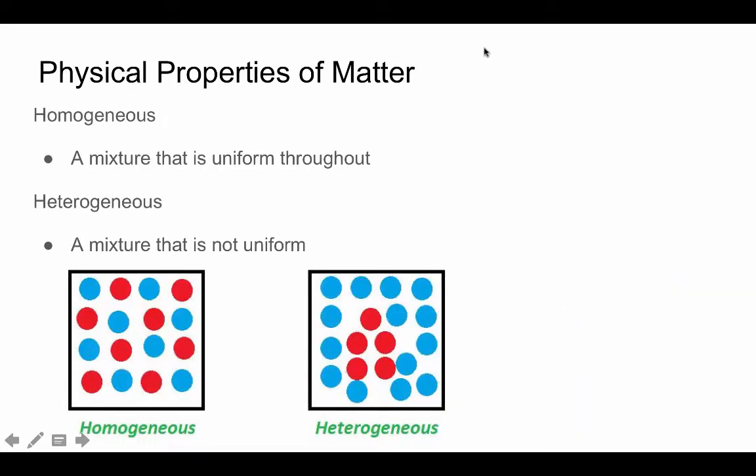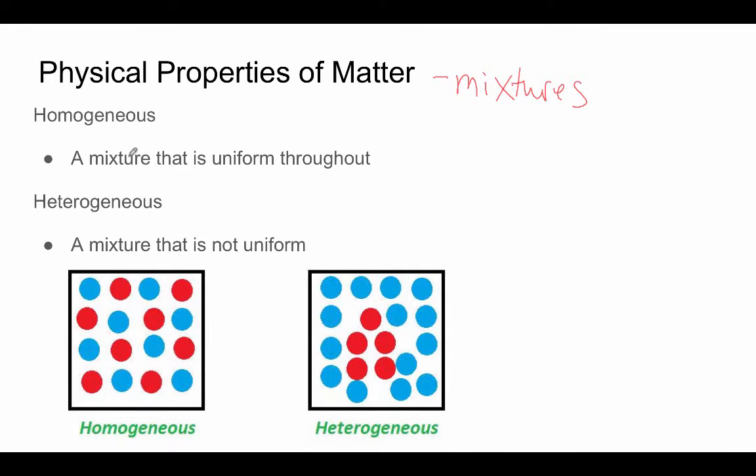So when we're talking about mixtures, a homogeneous mixture is a mixture that's uniform throughout. So the different components of that mixture, the different parts of it, are distributed evenly throughout the whole thing. So you can see there's blue dots throughout this whole thing, and there's red dots intermingling with those blue dots evenly throughout the whole sample of this substance.